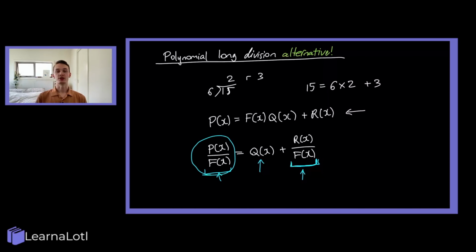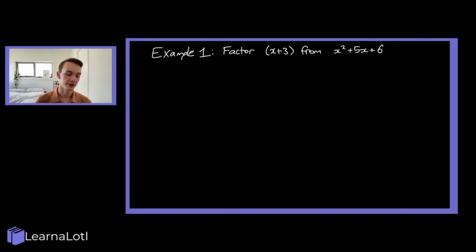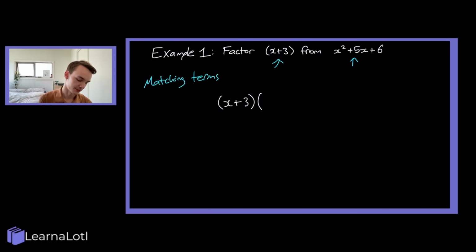So with that out of the way, let's jump straight into 5 different examples so we can get the technique down. Our first example is to factor x plus 3 from x squared plus 5x plus 6. So the way I'm going to do this, and I'm going to approach every example the same way, I know what I want to factor, and I know what I'm factoring it from. So I'm going to write out the factor I want, x plus 3, and then I'm going to open brackets, and the game I'm going to play is all about matching terms. So we want to match terms.